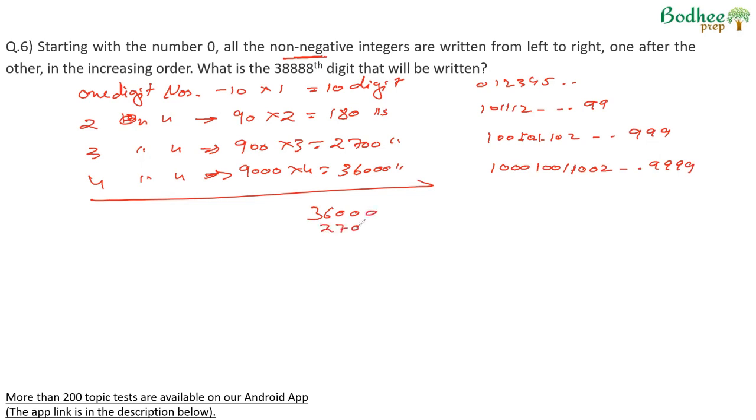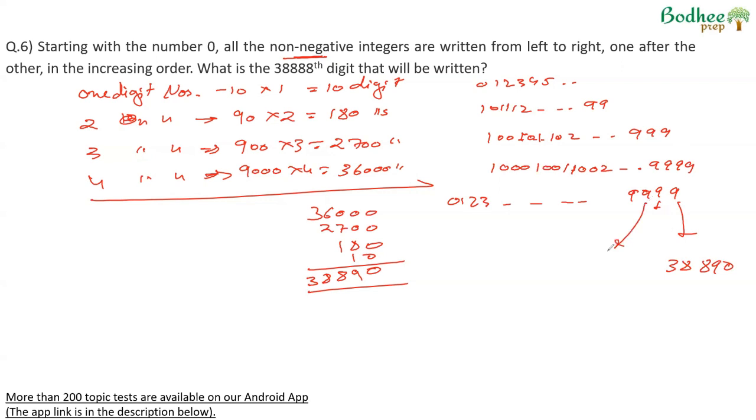36000, 2700, 180, 10. The total is 38890. So if we look at all of these numbers from 0, 1, 2, 3 up till 9999, this is the 38,890th digit. We were looking at the 38,888th digit. What will be the 3888th digit? It will be 9 of 9,999, or actually the 900 of 9,999. The answer becomes 9.